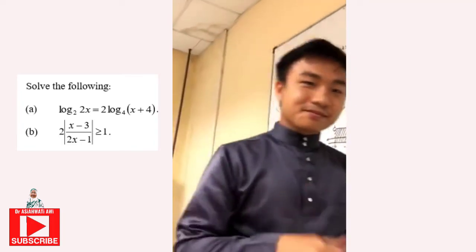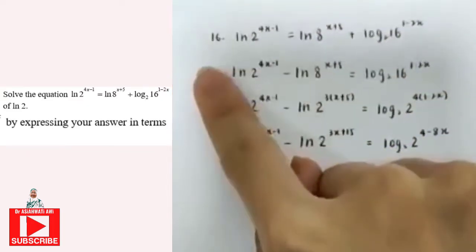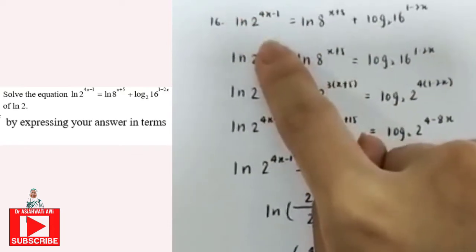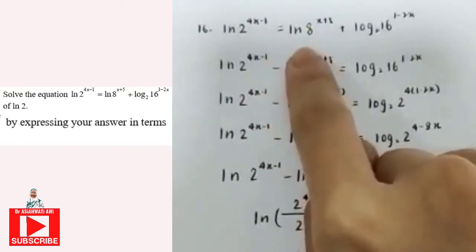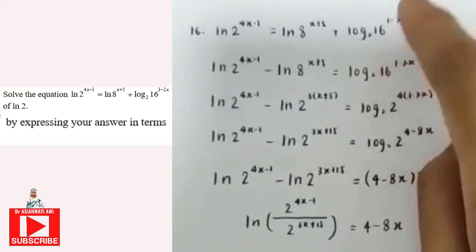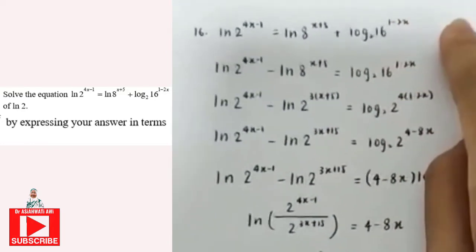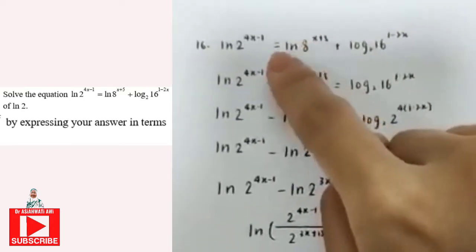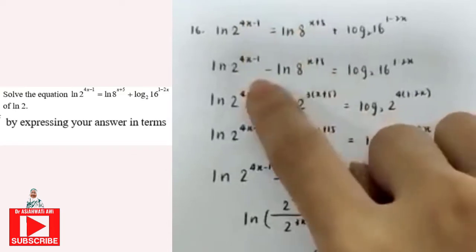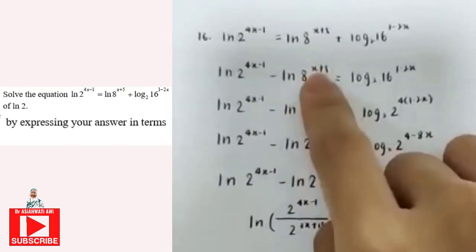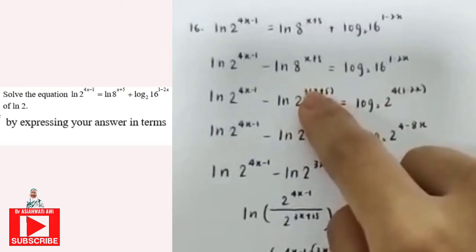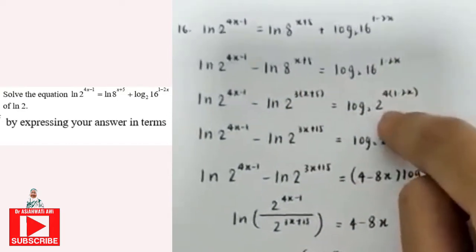Okay. So for question 16, the equation given is ln 2 power 4x minus 1 equals to ln 8 power x plus 5 plus log 2 16 power 1 minus 2x. So we put this ln 8 power x plus 5 to the left hand side, which means negative ln 8 power x plus 5. Then we know that 8 is equal to 2 power 3 and 16 equals to 2 power 4.